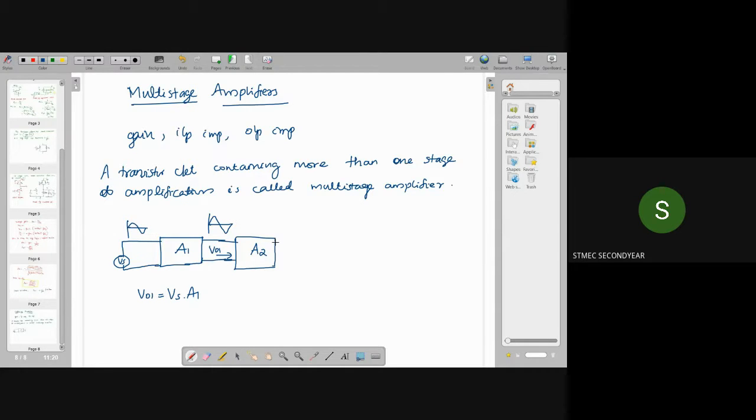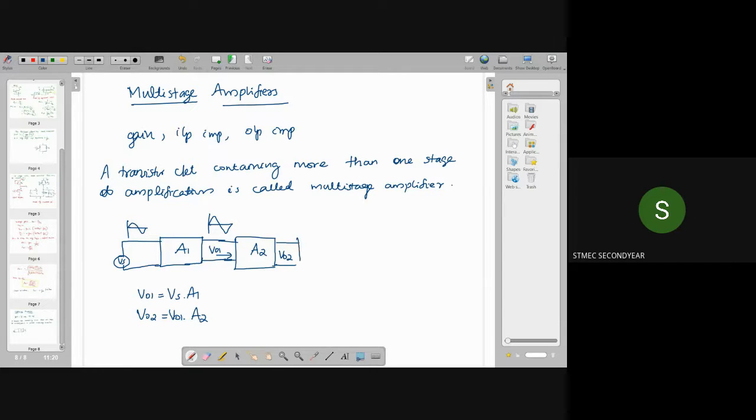And I can say the output, let it be VO2, that is the output of the second stage, will be equal to what? That will be equal to V01, the input to this amplifier, into the gain of this second amplifier. So VO2 is equal to V01 into A2.